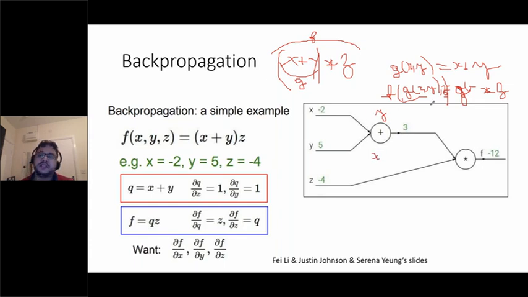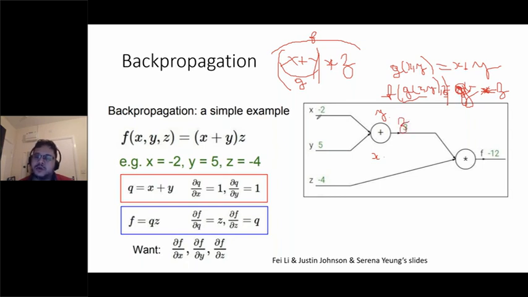This is just for the g. What we also need is the derivative of f with respect to g. This is g multiplied by z. Sorry for my writing. The derivative of f with respect to g, it's like g is the variable. It equals what? z, because it becomes one. It is z.